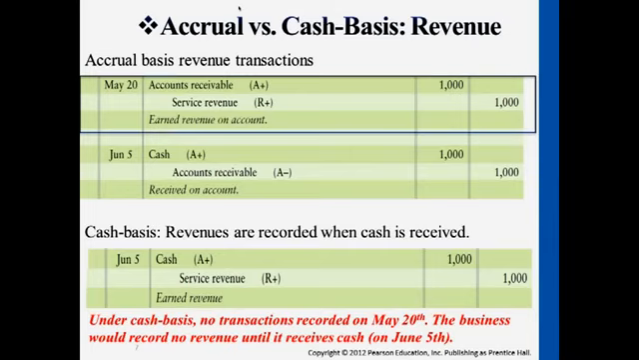Okay, so this is a revenue example. You would see accrual basis accounting have two transactions, and cash basis only the date when cash is collected.